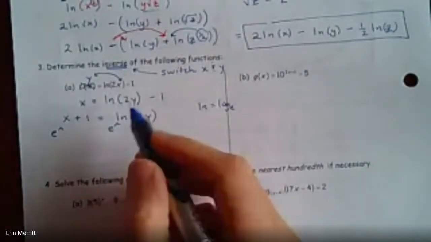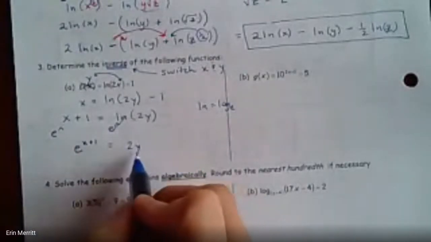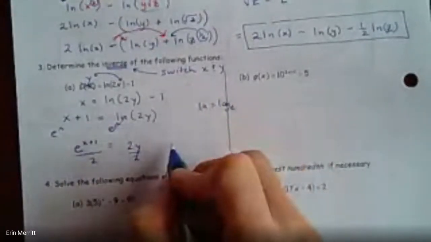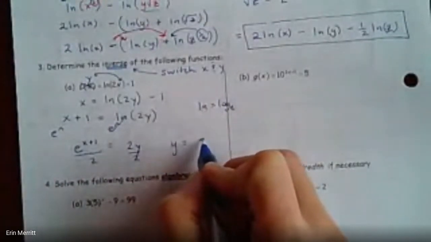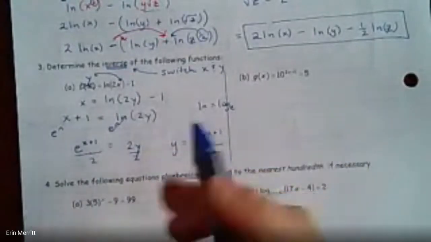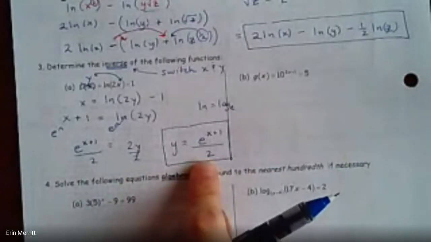This part cancels. So I get 2y and then just equals e. Make sure that x plus 1, that whole expression, is in the exponent now. And then the last part, get y by itself by dividing by 2. So my final answer here is going to be e to the x plus 1 power divided by 2. That would be my f inverse. Keep in mind, there's multiple ways that you could write that. You could write it as 1/2 e to the x plus 1 power, but this is perfectly fine.